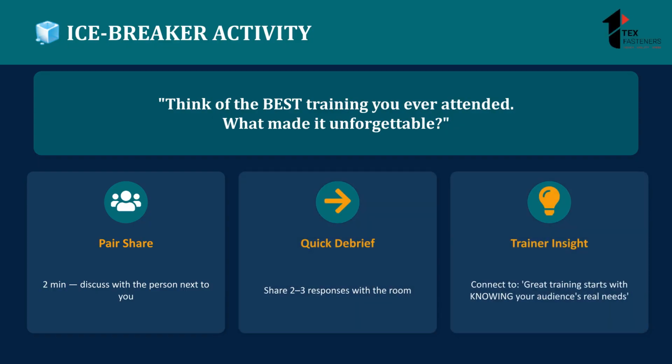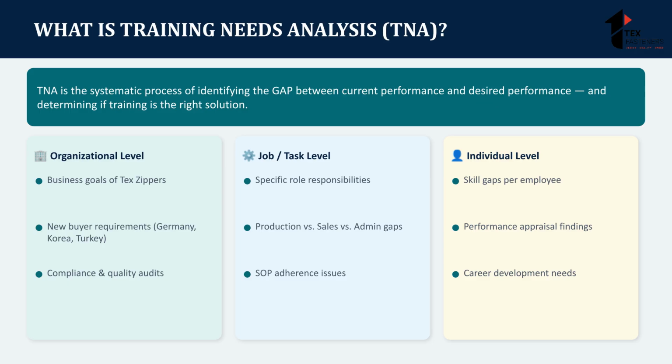Great training starts with truly understanding your audience's real needs. Training needs analysis is the systematic process of identifying the gap between current and desired performance and determining if training is the right solution. TNA is conducted at 3 levels: organizational, job or task, and individual. Considering all 3 levels is essential for effective training at Tex Zippers.